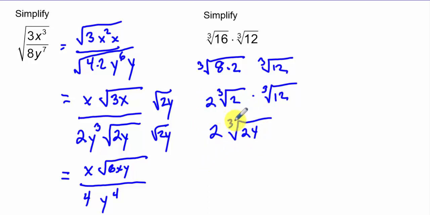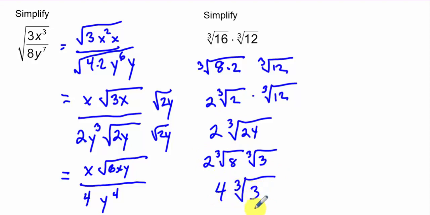And I know there's a cube root of 8 in 24, leaving me with a factor of 3 left. Cube root of 8 is 2. 2 times 2 is 4. So that's 4 cube roots of 3.